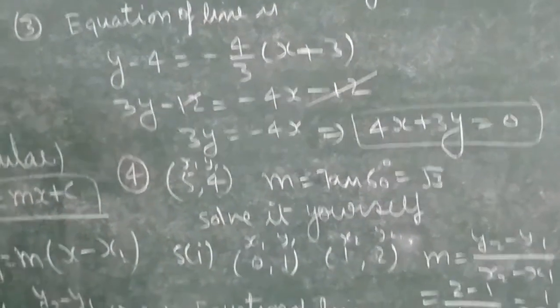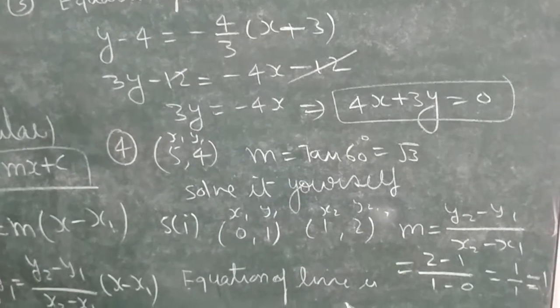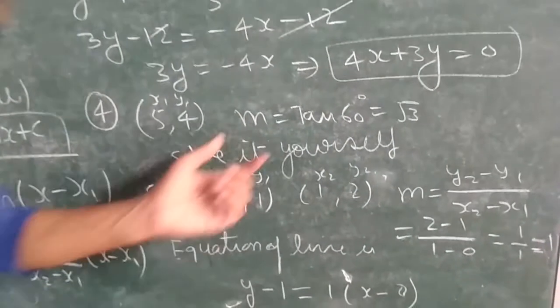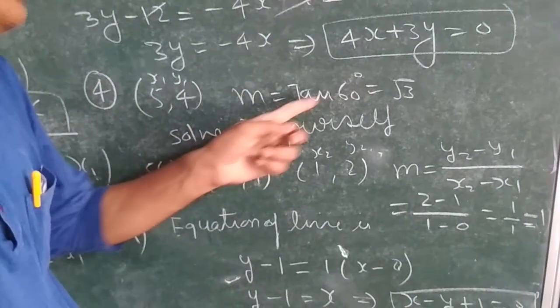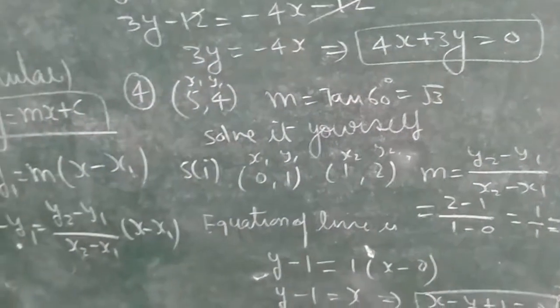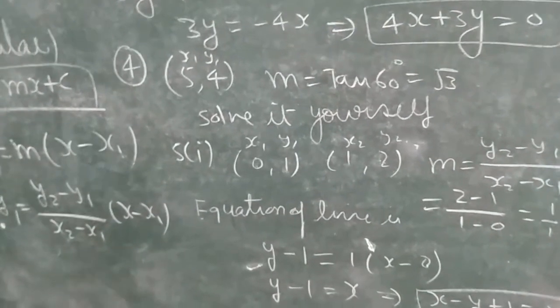Now fourth question, you are given the point 5, 4 and the slope of the line is 60 degree inclination. So we can find the slope, that is root 3. Now you have to solve it yourself.